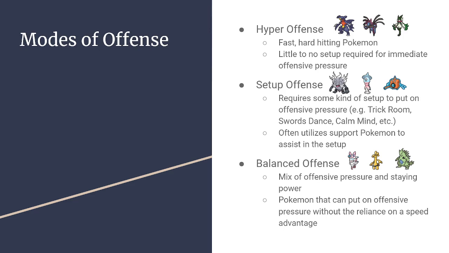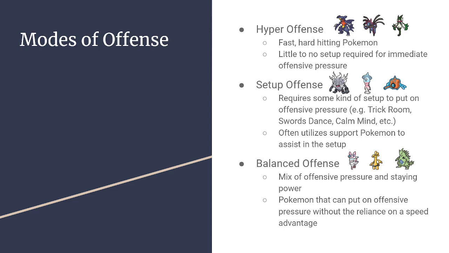The important thing is that you have offense on your team, no matter which mode you go for, because the goal of the game is to knock out your opponent's Pokemon. The best way to do that is offense. There's that saying, the best defense is a good offense, and sometimes that really is the case. So my three modes of offense are hyper offense, setup offense, and balanced offense.